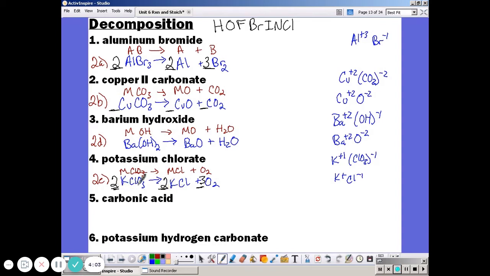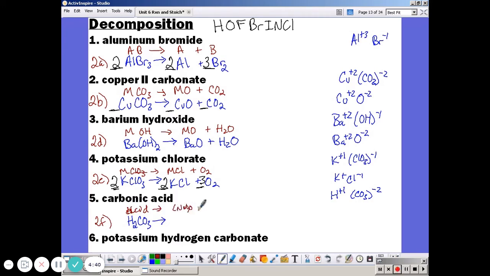Carbonic acid, it's an acid, so it has to start with hydrogen, which is +1. Carbonic would refer to carbonate, CO3 -2. So you would cross your charges, H2CO3. Because it's an acid, we're going to follow along with the oxyacid decomposes. So this is 2F. You have the acid decomposing into the non-metal oxide plus water.